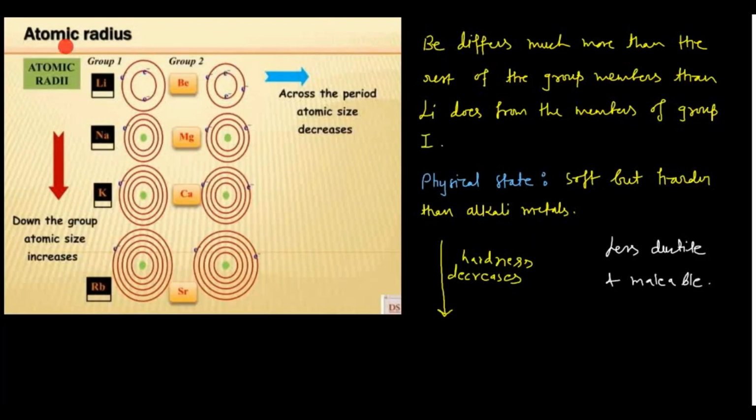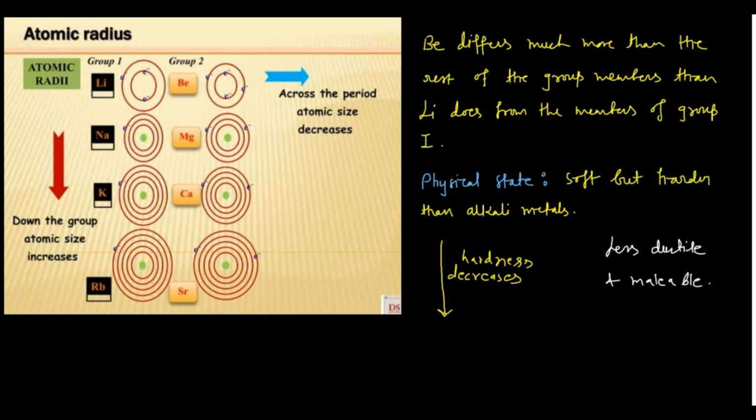Okay, so my next slide is the atomic size or the ionic size. I have written only the atomic size here, but whatever I explain for the atomic size will be true also for your ionic radii. So you can see here the group 1 elements: lithium, sodium, potassium, and it goes up to rubidium. And these are the group 2 metals, the alkaline earth metals. It starts from beryllium, and the group goes like that: magnesium, calcium, strontium, barium, and radium.